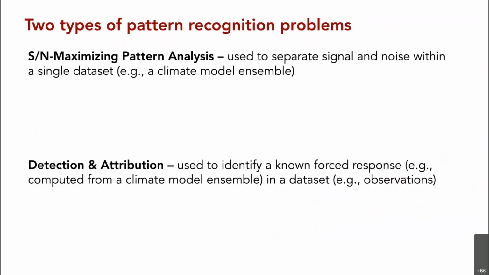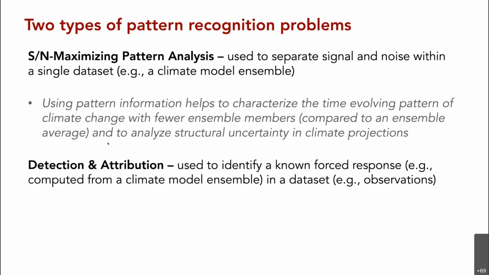Specifically, I'm going to be talking about two types of pattern recognition problems. In one, called signal-to-noise maximizing pattern analysis, pattern recognition methods are used to separate signal and noise within a single dataset, such as a climate model ensemble. In the other, in detection and attribution applications, this is used instead to identify some known climate response from, for example, a climate model ensemble in a second dataset, such as observations.